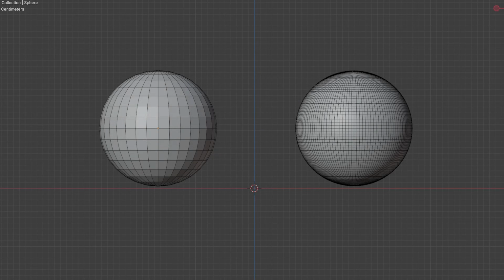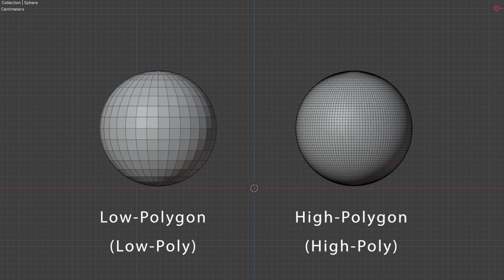A polygon is a fundamental unit that constitutes the sculpt or object in Blender. Based on the density of these polygons, we refer to models with low density as low polygon or simply low poly. Conversely, models with higher polygon density are referred to as high polygon or high poly.